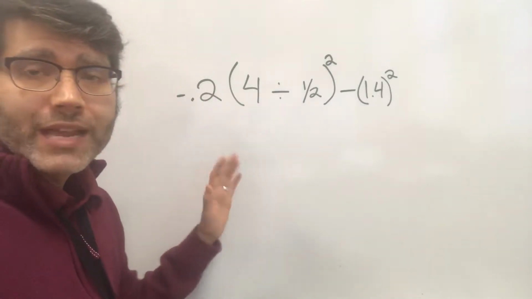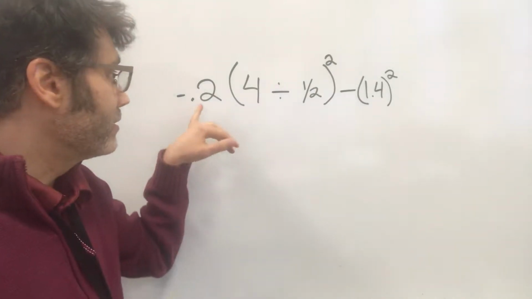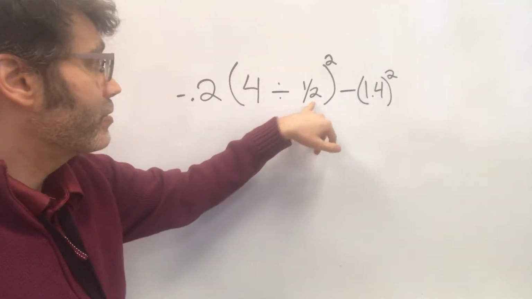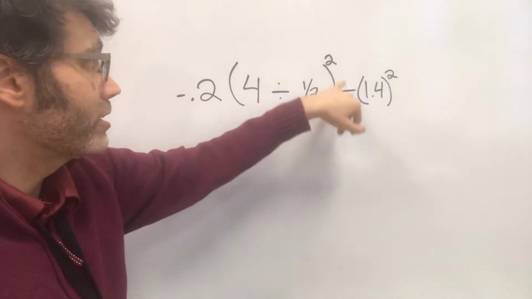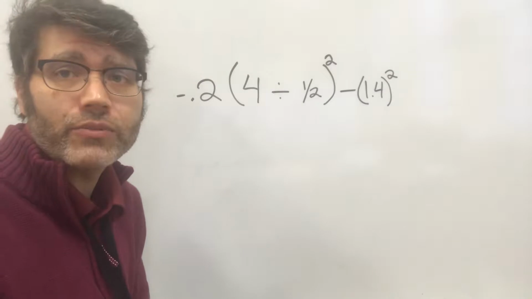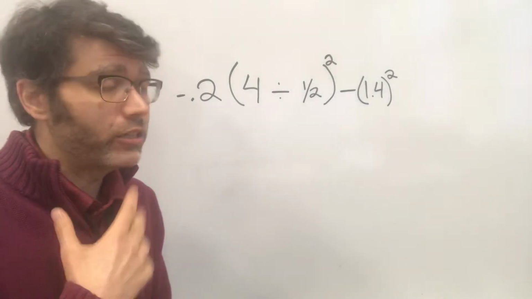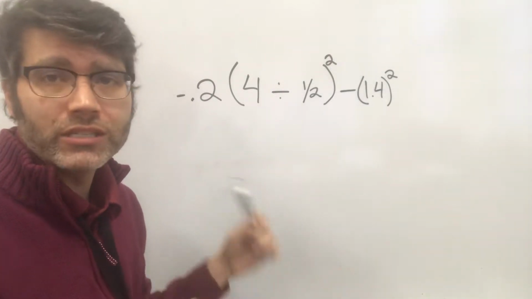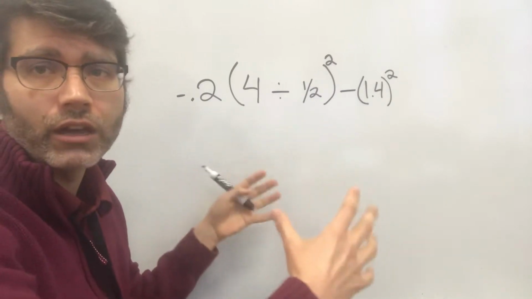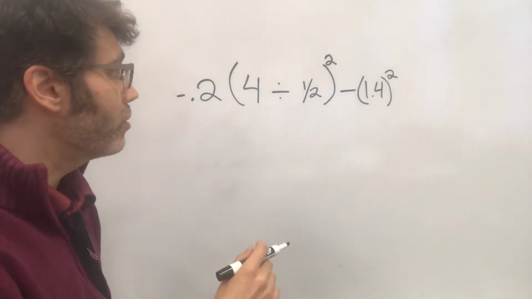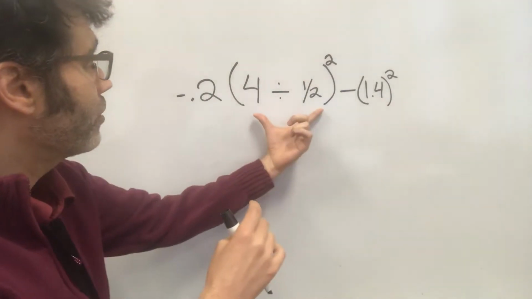So here we have a problem that has lots of stuff going on in it. We have a decimal, we have a fraction, we have division, we have subtraction, we have exponents. So it's putting everything that we have learned all into one problem. And we're going to continue with these kinds of problems where we're building on what we've learned. So why don't we go with our grouping?